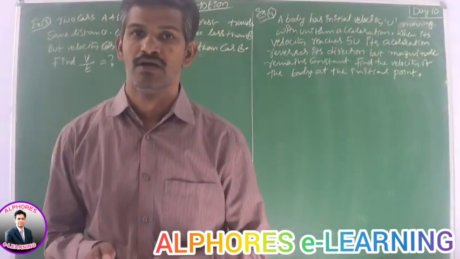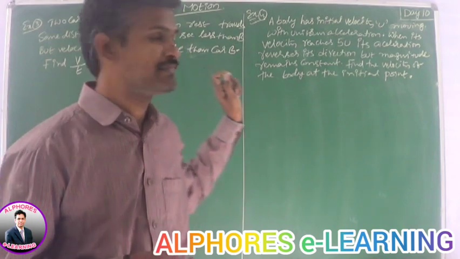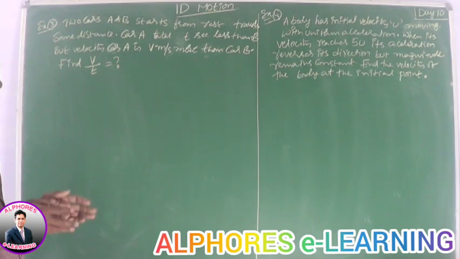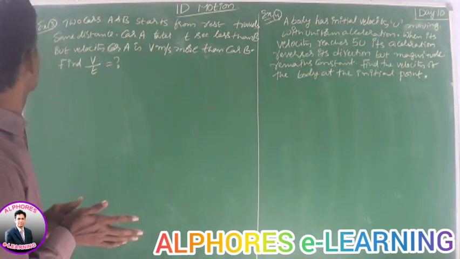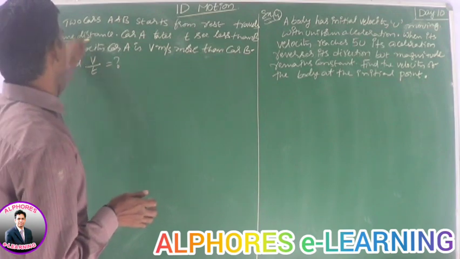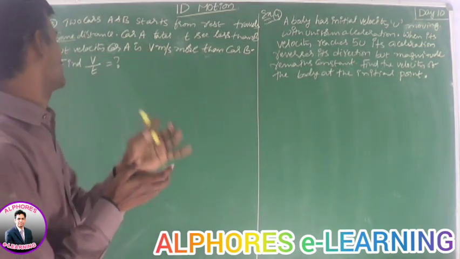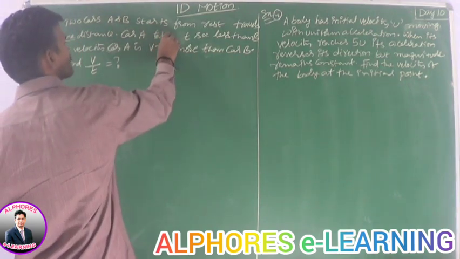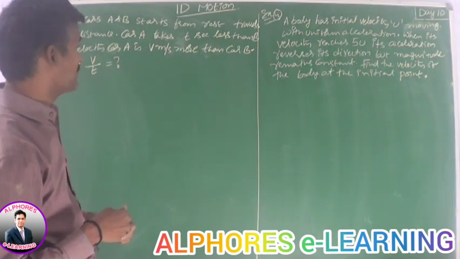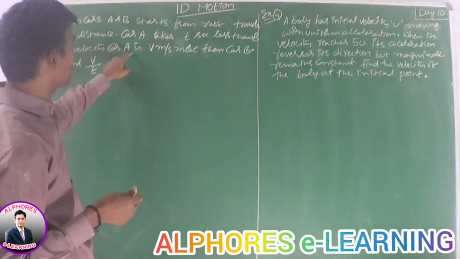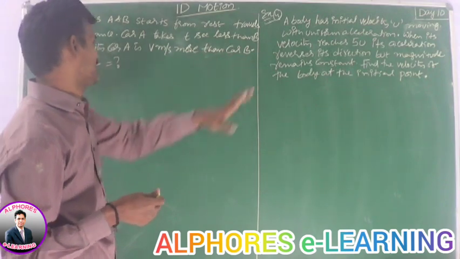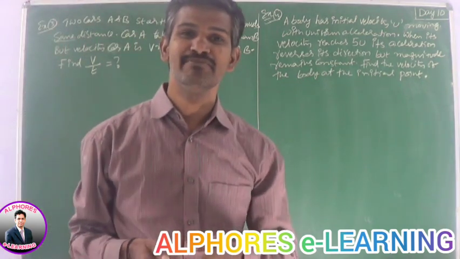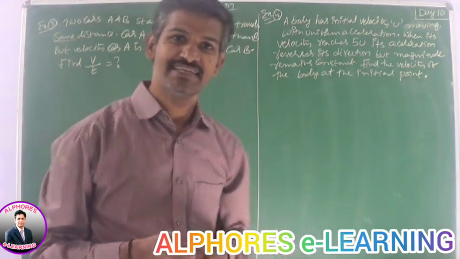Okay students, now I am explaining the third example. Two cars start from rest and travel the same distance. Car A takes t seconds less than car B, but the velocity of car A is v meters per second more than car B. Then find v by t. Students, actually this is a 2019 mains exam question I am discussing here.